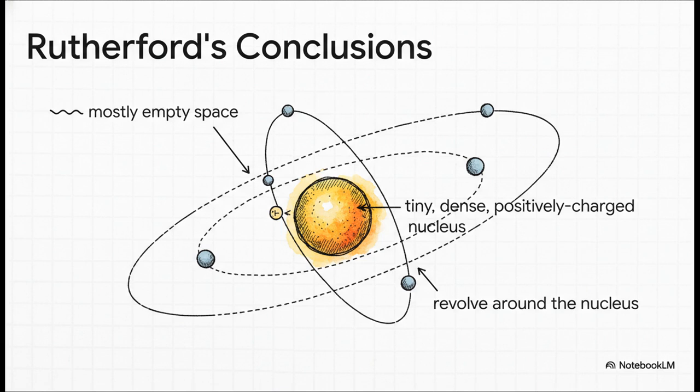The few that get deflected? That means there's a small, positively charged thing in the middle. He called it the nucleus. And the ones that bounce straight back? That means the nucleus must be super tiny and super dense, packing almost all the atom's mass. And to make the whole atom neutral, the light, negative electrons must be orbiting that nucleus way out on the edges, kind of like planets orbiting the sun.